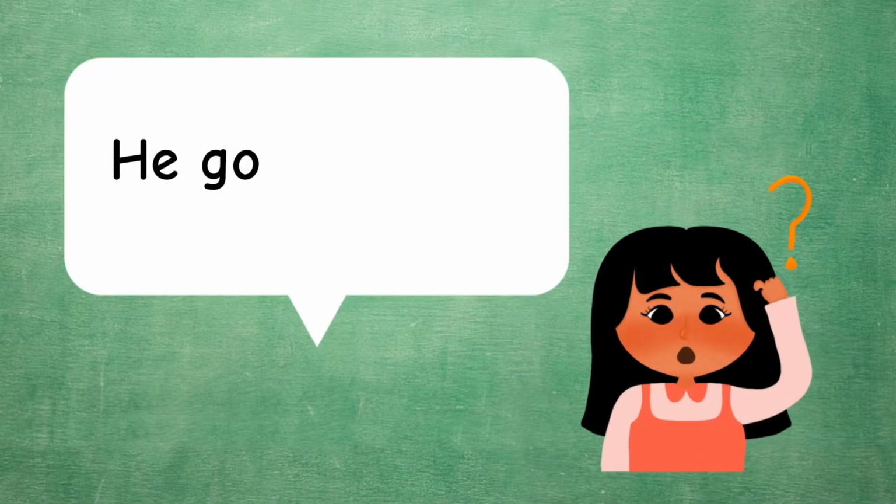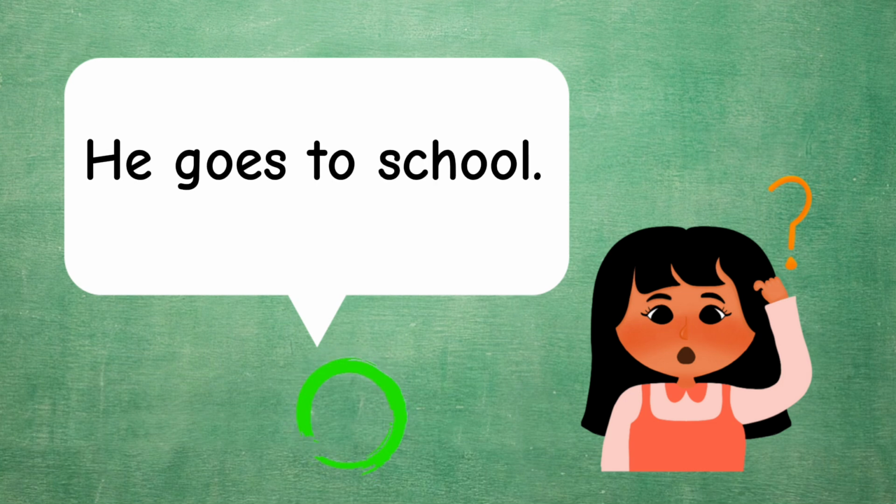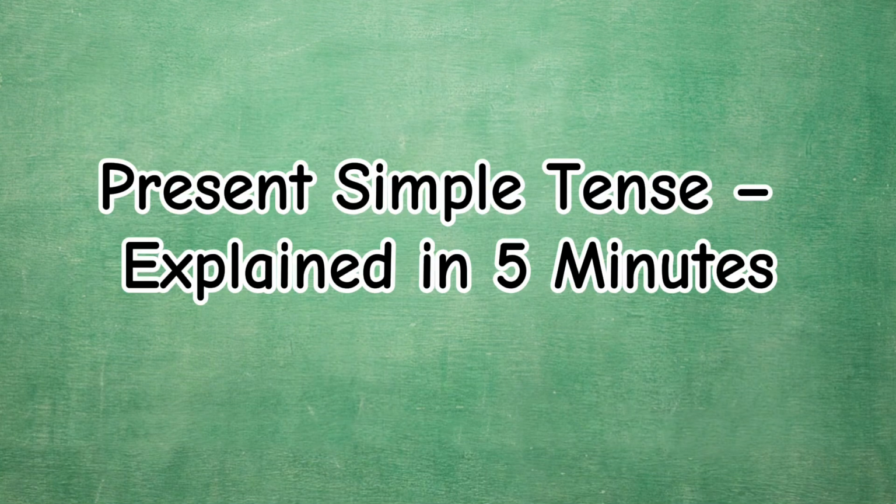Is it correct to say, he go to school? Of course not. The correction is, he goes to school. I am Dina Rabie. Today I will be explaining the present simple tense in less than 5 minutes.